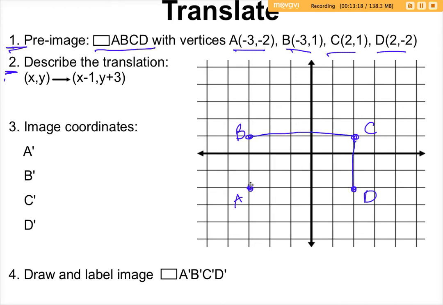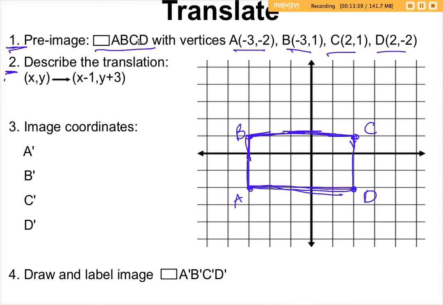Hopefully your rectangle is much better than mine. So there's our rectangle. This is horrendous. Oh goodness. Definitely do not make yours look like mine.